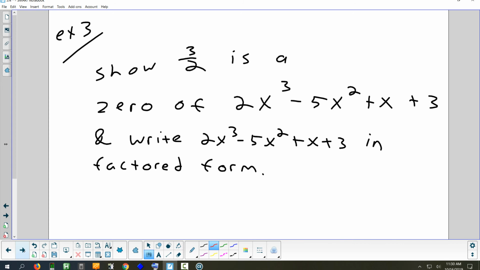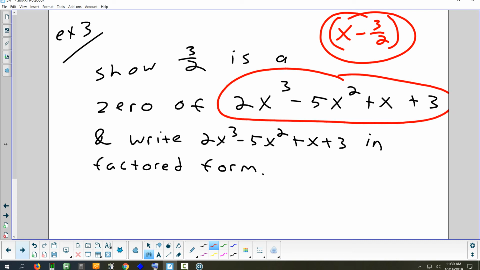So the directions here are to show that 3/2 is a 0. So what am I really going to show? I'm not going to show directly that 3/2 is a 0. I'm going to show that what is a factor? I'm going to show this is a factor. And how am I going to show that's a factor? I'm going to divide this into this and hope that I get a remainder of what? There you go. I'm going to hope I get a remainder of 0. Okay? So that's the process.